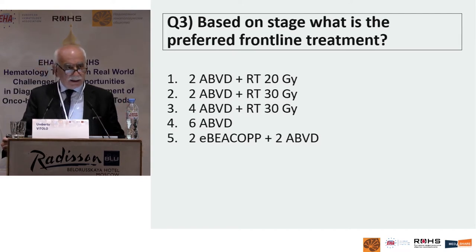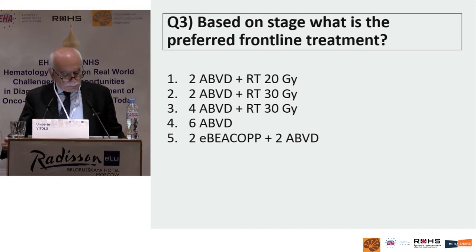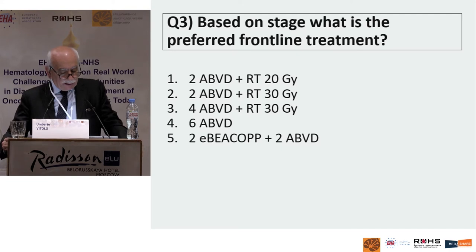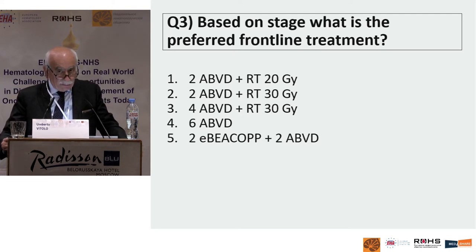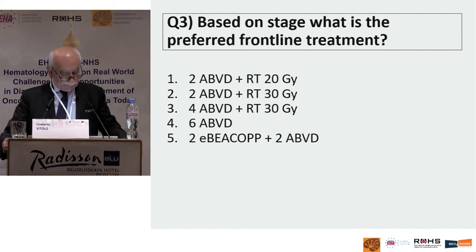Okay, and we continue. So there's a third question. We have a young lady with stage 1A, favorable risk with no symptoms. You can give two courses of ABVD plus 20 gray radiotherapy in involved node, two courses of ABVD plus 30 gray, four courses of ABVD plus 30 gray, a full course of six cycles of ABVD, or two escalated BEACOPP and two courses of ABVD. So please vote.